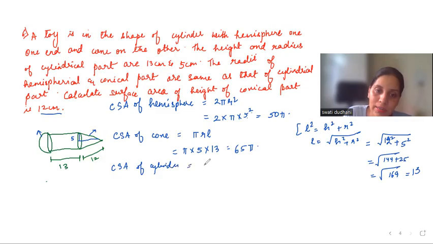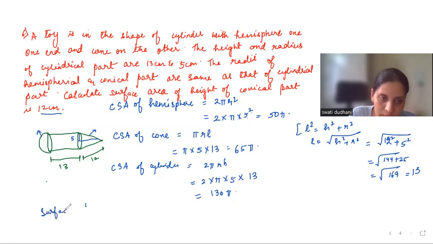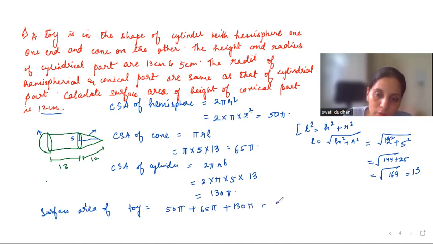Now the CSA of the cylinder. What is the CSA of a cylinder? 2 pi r h. So 2 into pi into radius 5 again and height of the cylinder 13. So 2 into 5 is 10, 10 into 13, 130 pi. Since we found all the curved surface areas, now we can find the surface area of the toy. The surface area of the toy is equal to all the curved surface areas. We need to add them up: 50 pi plus 65 pi plus 130 pi, which gives us 245 pi.